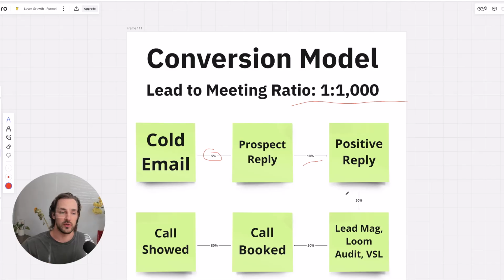We'll do outreach with lead magnets, Loom video audits. We'll share other assets like video sales letters. And we're looking to see at least 50% of those actual positive replies actually engage with the audits or with the lead magnet that we're providing to them. From there, we're expecting another 50% to book in. So if 50% of our positive replies are actually engaging with it, we're going to book 50% of those into a call, and we expect 80% of those to show up. If those numbers are not on track with what your campaigns are, now let's talk about how to actually fix them.